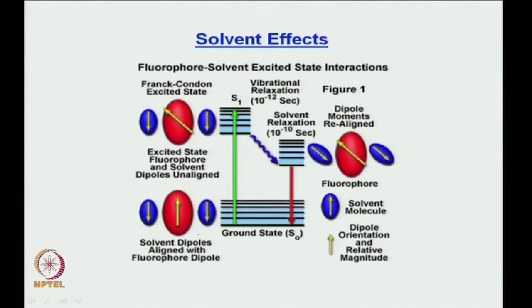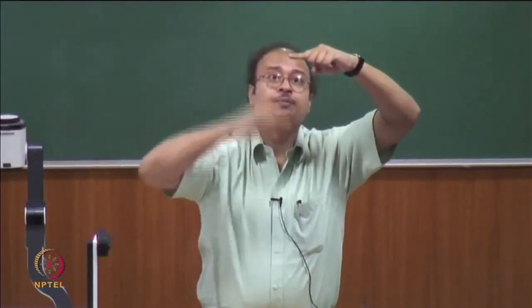Now, think about this. The moment you make a transition, you bring about electron redistribution, and in many cases there is a large enough change in dipole moment. For example, tryptophan, which we have heard about a lot, has a change of about 4 to 5 debye when it goes from the ground state to the excited state. It increases. In the ground state there was not much charge separation. Now the charge separation has increased in the excited state.